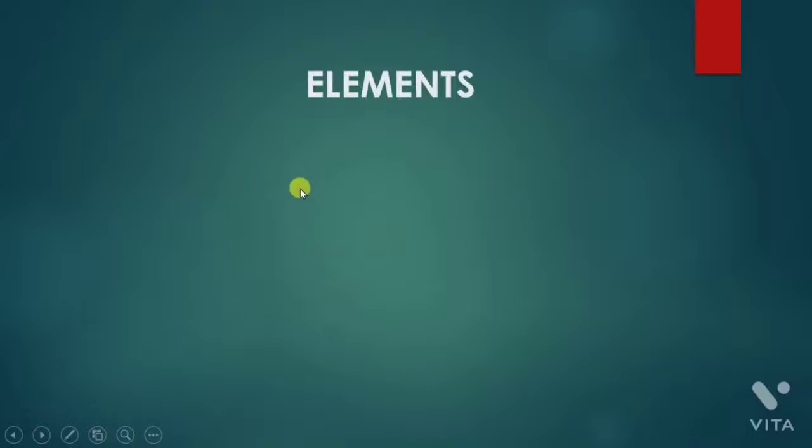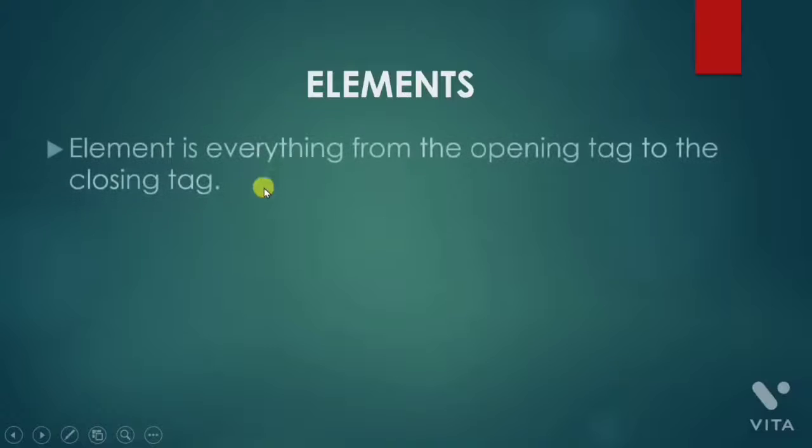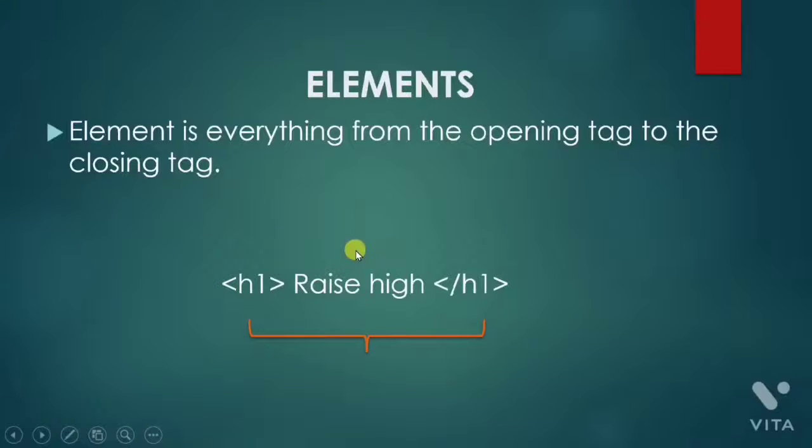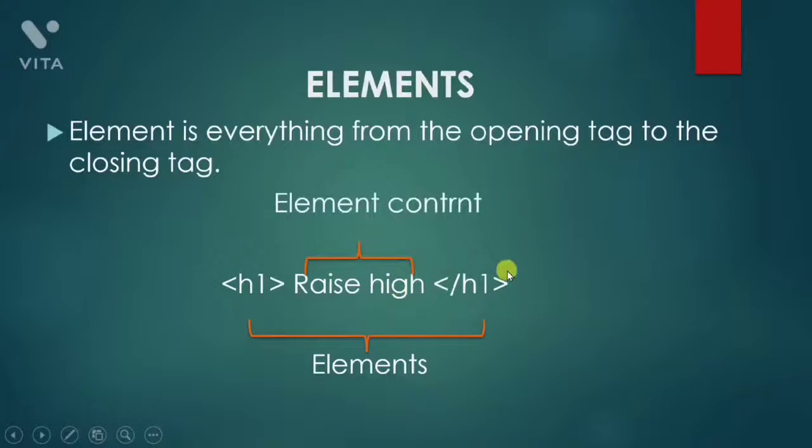Coming to the next part, that is elements. An element is everything from the opening tag to the closing tag. That is, till now we have seen different types of tags, but the tags along with the content is known as an element. As you can see here, h1, and in between this is the element content, and this is the closing tag. So from the starting tag to closing tag along with the element content, this is completely known as an element.